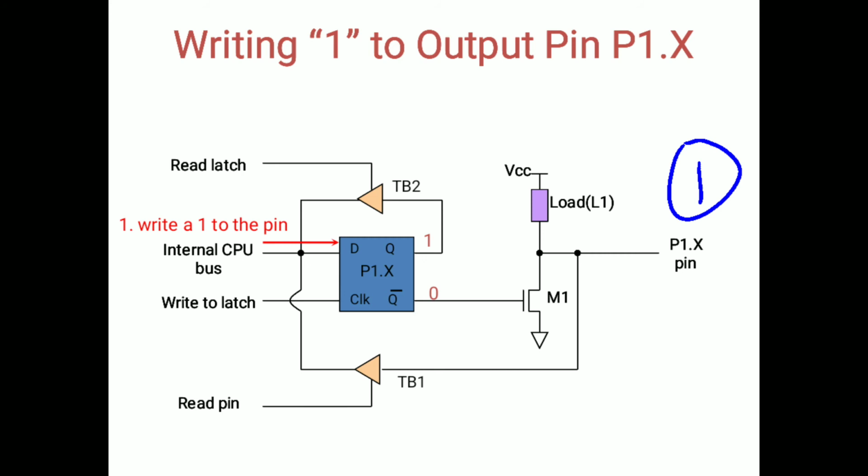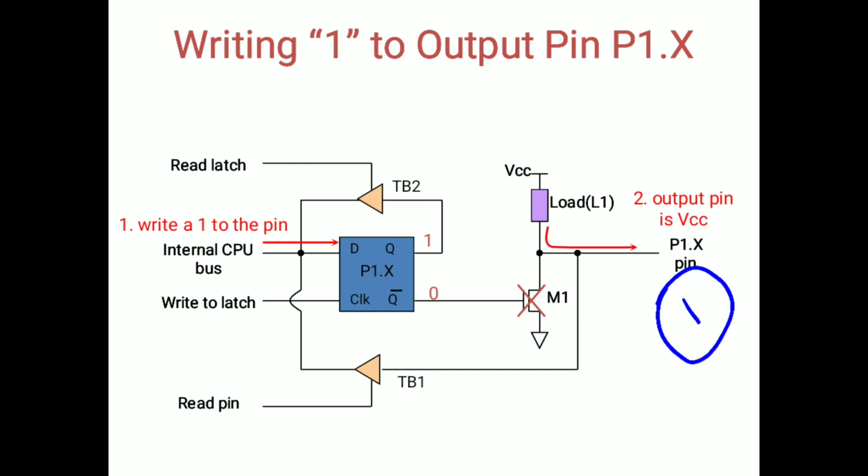this transistor will switch off. It will be in the cutoff state, a disconnected state. In that case, whatever signal is available on VCC will come at the output, so at the output we will get 1. That means VCC is connected to the output pin, so we are getting a high 1. In this way, if we want to write to the port pin, this is the procedure we have to follow. So output 1 we have obtained.